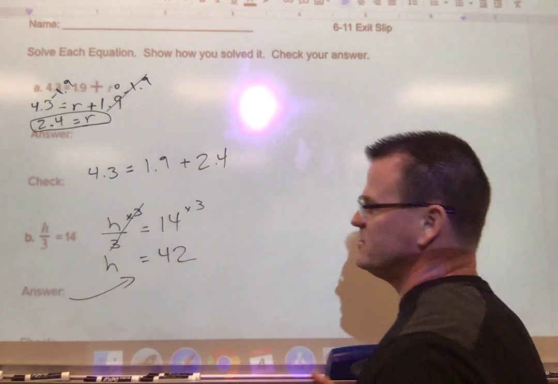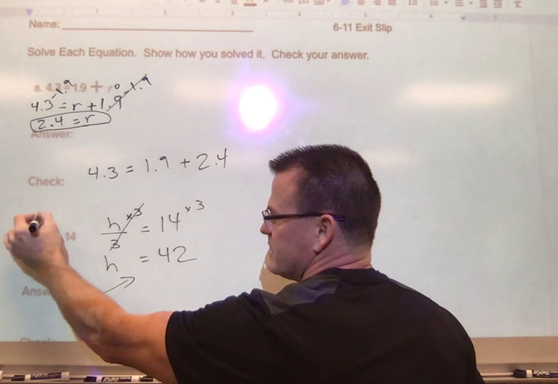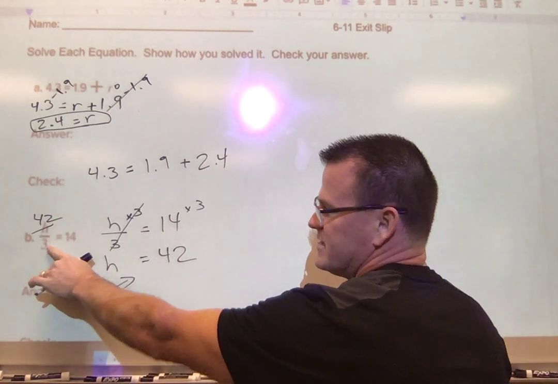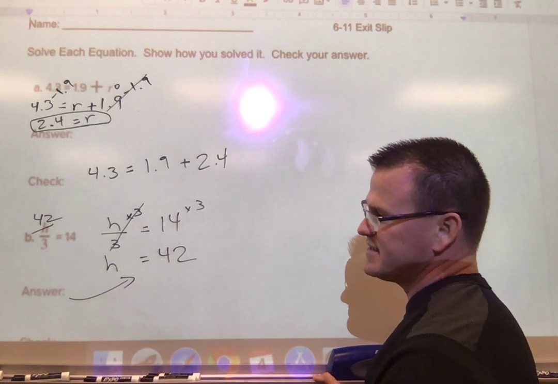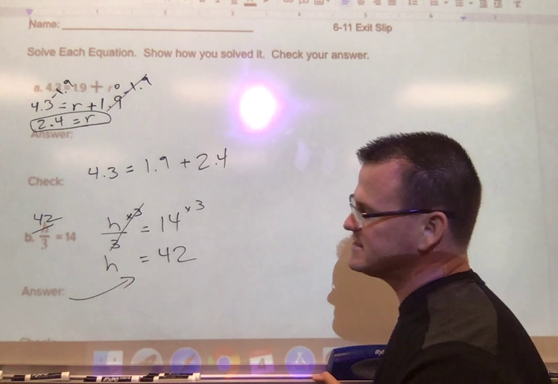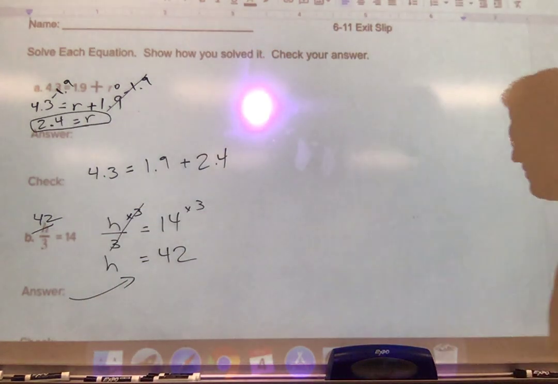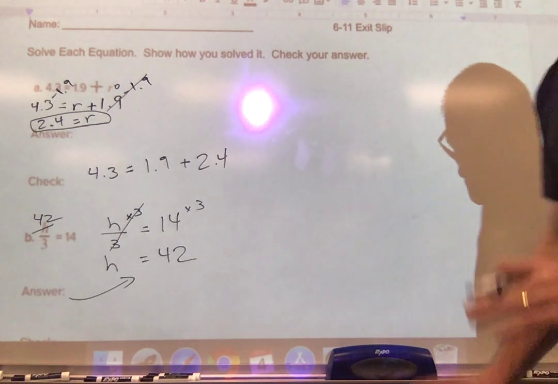H equals 42. And the check step, again, plug it in. So I'm going to get rid of h here, and I'm going to put in 42. 42 divided by 3 is 14. So I know I'm correct. All right, so that makes sense. So be really careful. Kids struggle when they see those fractions, where it just means divide. We should have a number that's bigger there to make that true. So 42 makes sense. Okay, so make sure you've got these written.